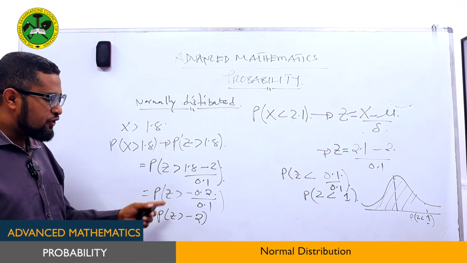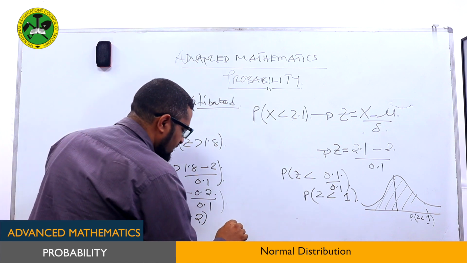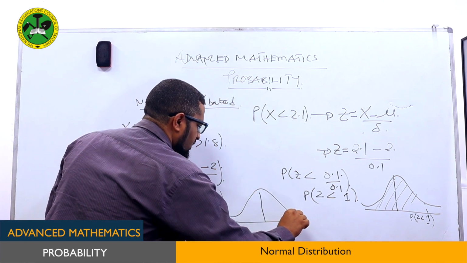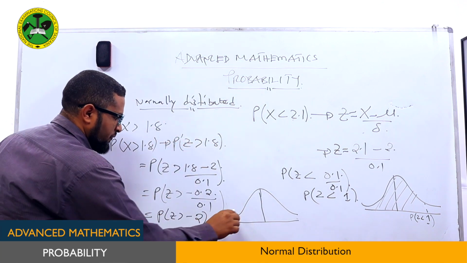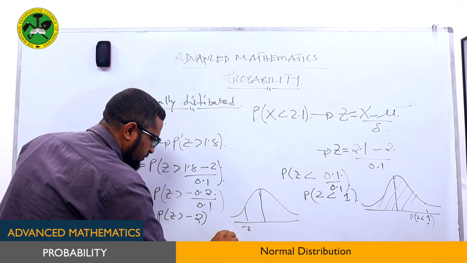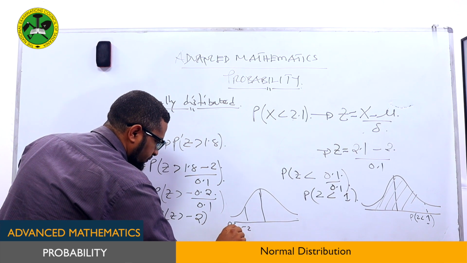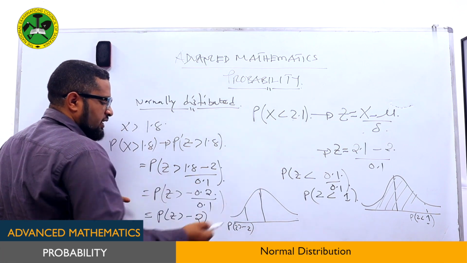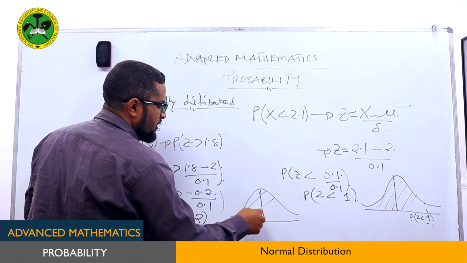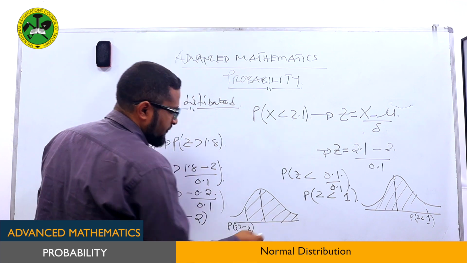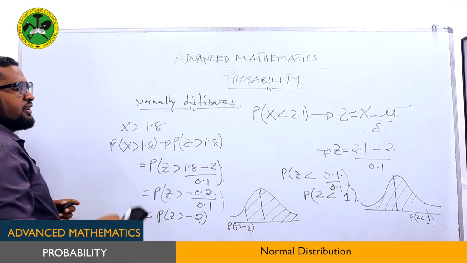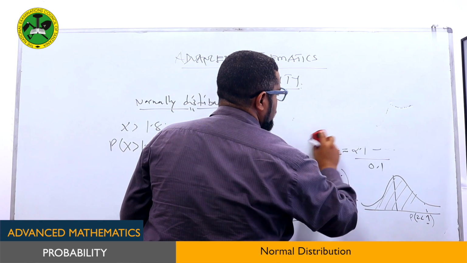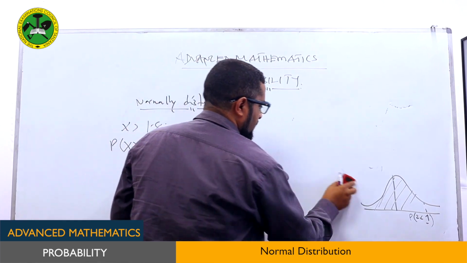Again, showing that under the normal curve, it will be like this. Now, negative 2, the area that is greater than negative 2 will be that one. And lastly, let's see when it is between two given variables.